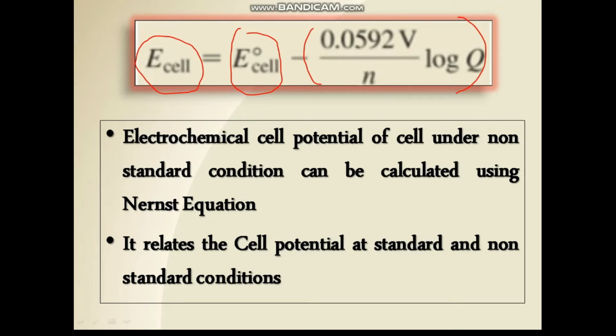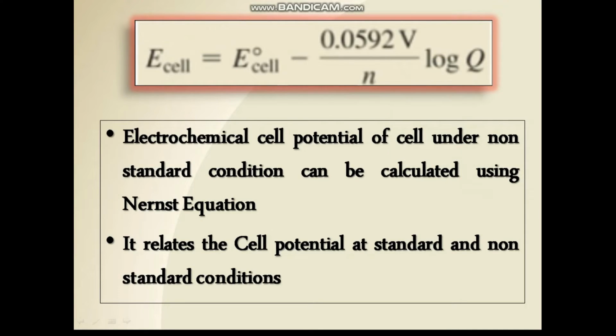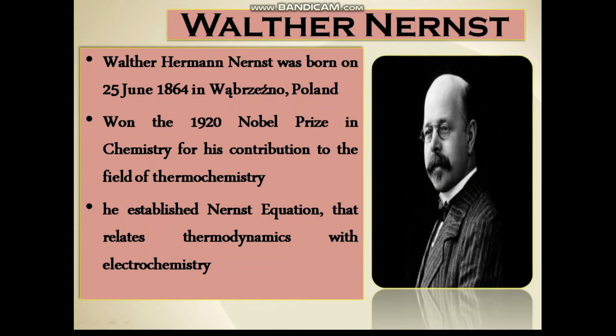So realistically speaking, this is a relationship that compares the cell potential at a non-standard condition with respect to the standard condition by altering some values. This is the value that is altered. Now, why do we need to understand, or how do we believe that the relationship is true? For that we need to know who this Nernst is. Therefore, now we'll take a shorter glimpse at Nernst.